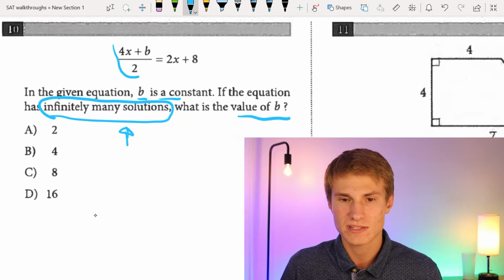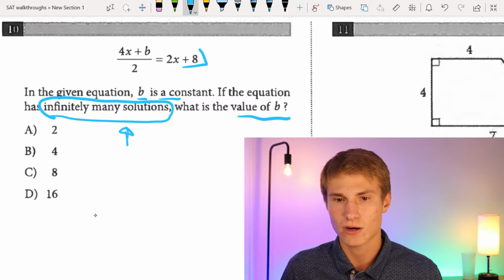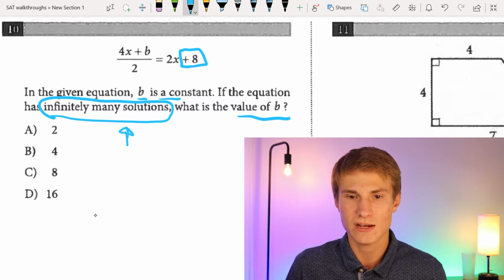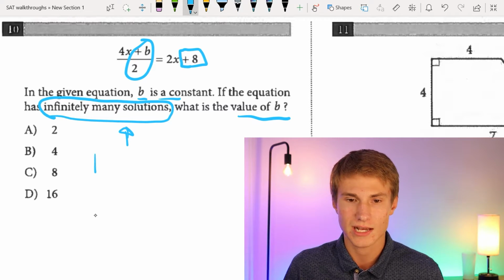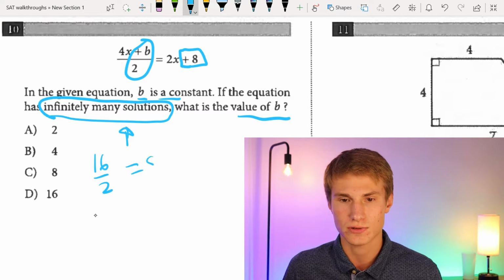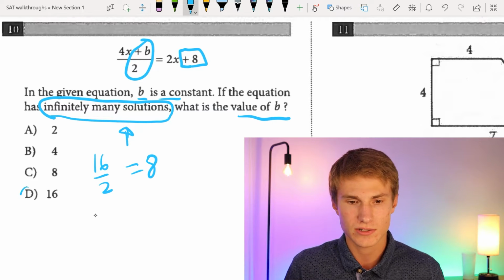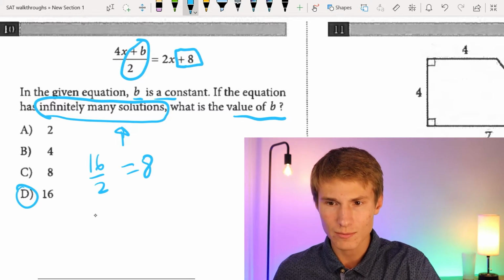So in order for these equations to be the same, we see that we've got the same slope already. Now we just have to solve for our B value. We see our y-intercept on the right side of our equation is plus 8. We have to have that same y-intercept on our left side, which means that B has to be 16, because 16 over 2 is going to equal 8. So our answer here is going to be answer choice D. All right, moving on to number 11.